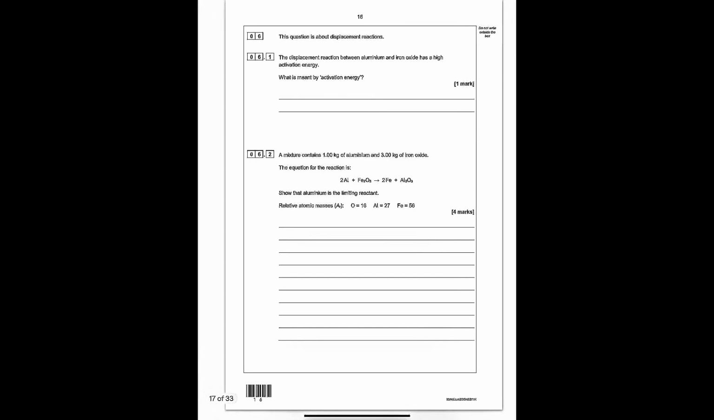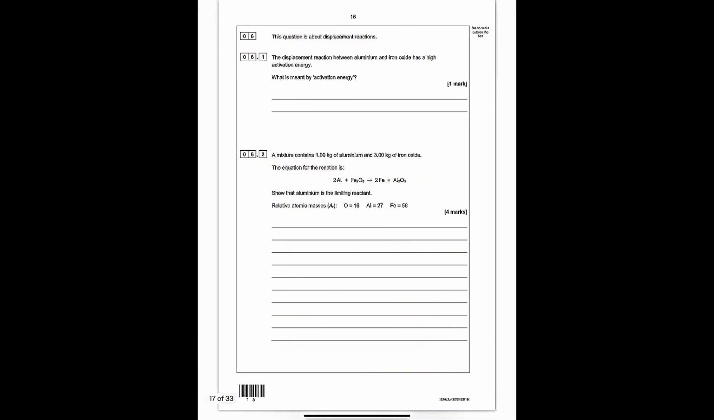Okay, so this calculation is going to be about limiting reactants, and I'm going to show you a step-by-step method on how to do this. This is one of my predictions for Chemistry Paper 1 triple. So let's go through the exam question.